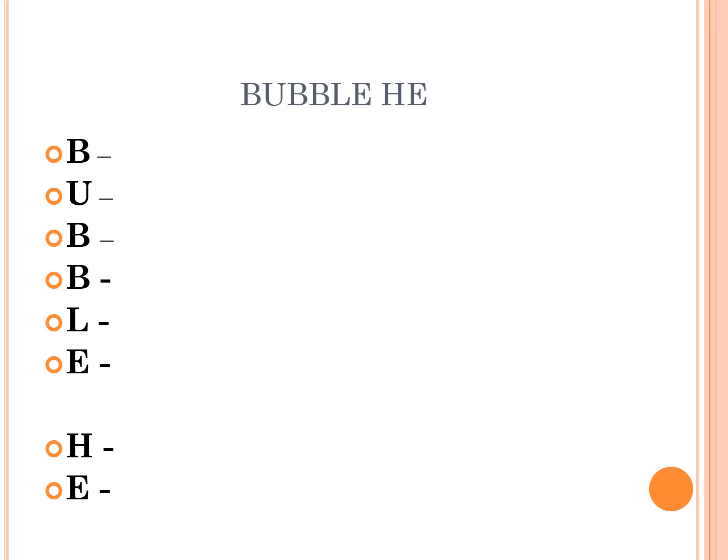L, lochia, so how much? How much is too much? More than 1 pad every hour after that initial 4-hour period is too much, okay? What is the color? Rubra, serosa, alba. So rubra is that bright red, serosa is kind of that in between, and alba is the white.